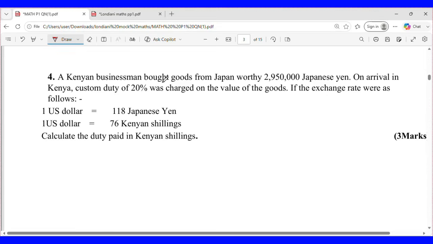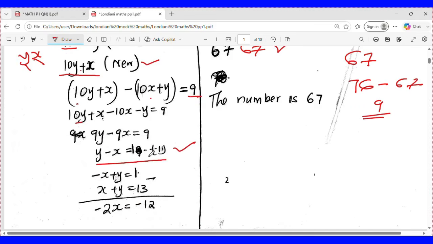A Kenyan business bought goods from Japan worth this amount of Japanese yen. On arrival in Kenya, a custom duty of 20% was charged on the value of goods. If the exchange rate were as follows, calculate the duty paid in Kenyan shillings. The duty paid in Kenyan shillings.